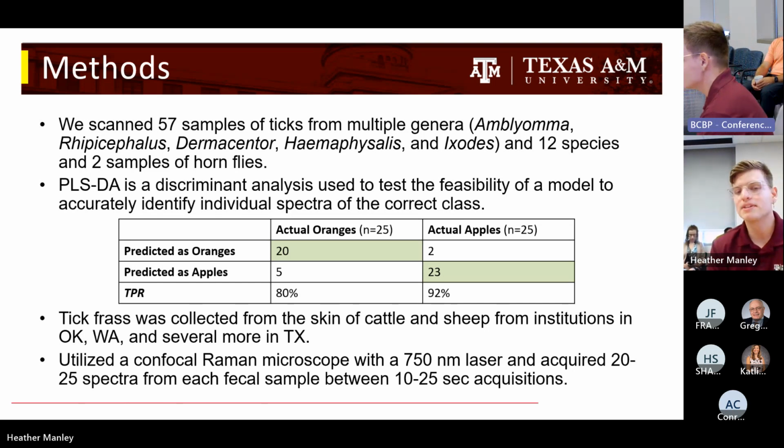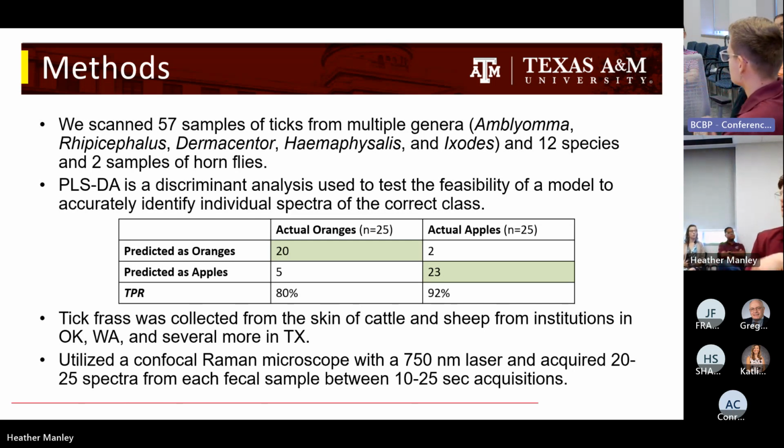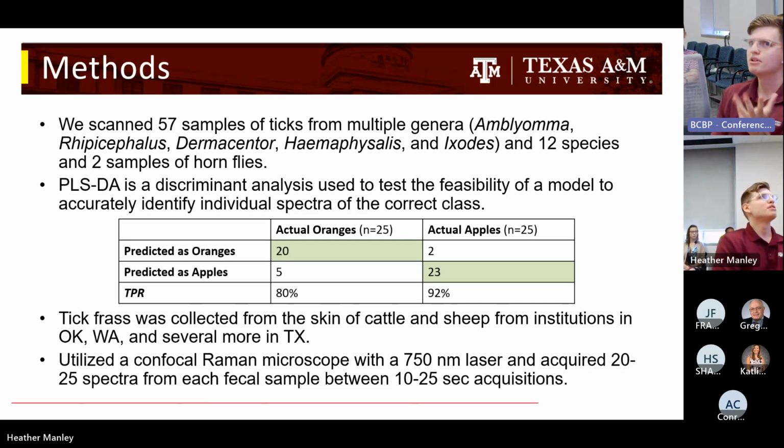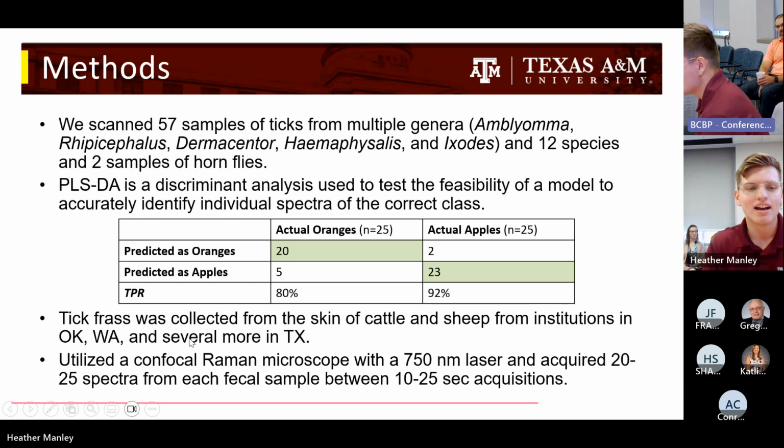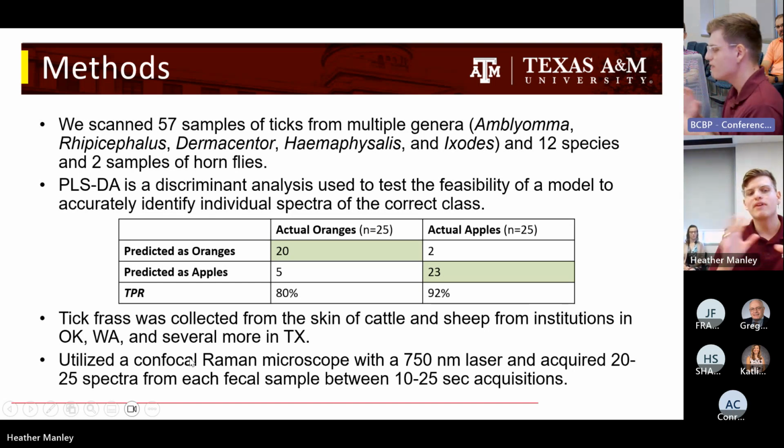Tick frass was collected from the skin or fur of cattle and sheep from institutions in Oklahoma, Washington, and several in Texas. We utilize a confocal Raman microscope with a 750 nanometer laser. Joseph, who gave the first presentation, had a picture of it with a pretty blue laser. We have a red laser, so it's not as pretty. We acquired 20 to 25 spectra from each fecal sample with 10 to 25 second acquisitions.